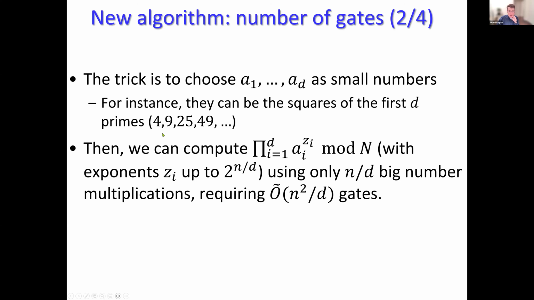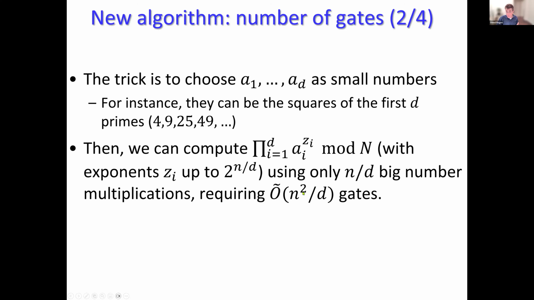So the trick, the observation is now we can actually compute this thing we need to compute, right? This kind of multi-exponent. We can compute it using only n over d big number multiplications. So I'm emphasizing big number because we need to multiply n numbers, but most of them will be very, very small. And that's very easy, very fast. Like multiplying 4 times 9, I don't need n gates for that. But the key will be to minimize the number of big number multiplications. Okay, so as you'll see in the next slide, it turns out you can actually do that. You can compute this multi-exponent using only n over d big number multiplications.